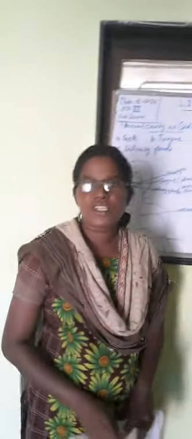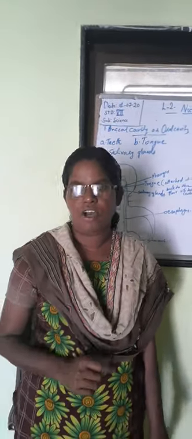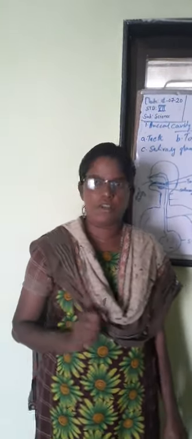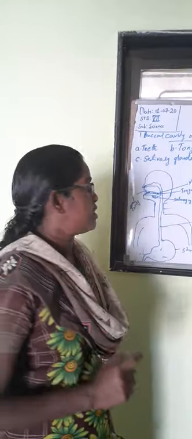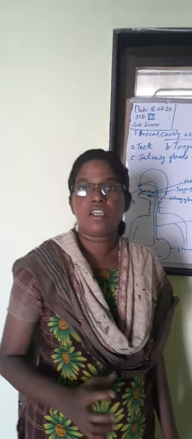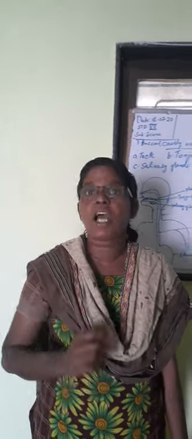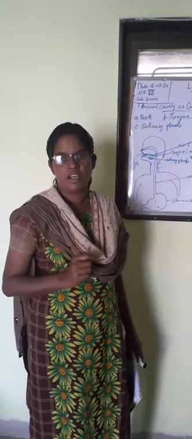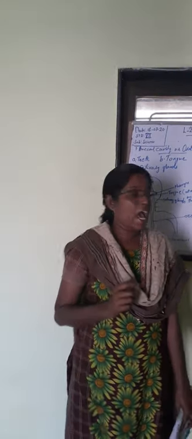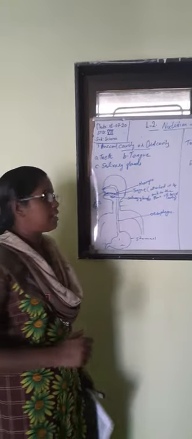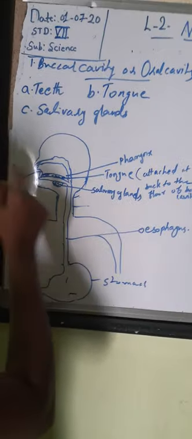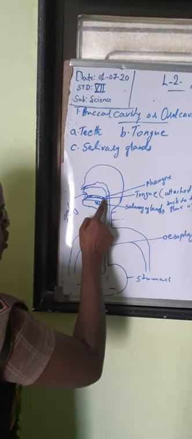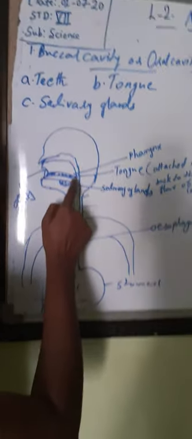How is the tongue? How many tongues do we have? One. The tongue is a fleshy muscular organ. It is attached at the back to the floor of the buccal cavity.